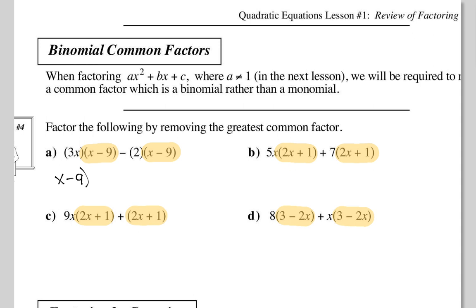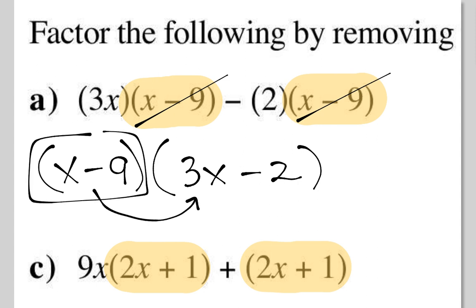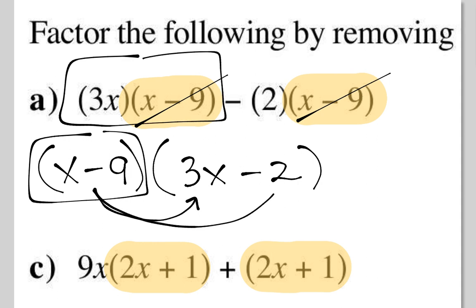X minus 9. It's been, in your mind, removed. It's been divided out. So that's gone, that's gone. What's left over? The 3x and the negative 2. By definition, this is actually what distribution is. So the x minus 9, the whole thing is going to multiply 3x. That's this. And then the x minus 9, the whole thing times minus 2. That's this.